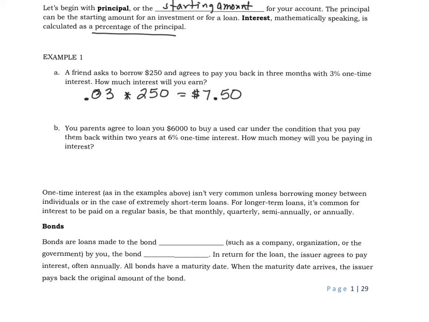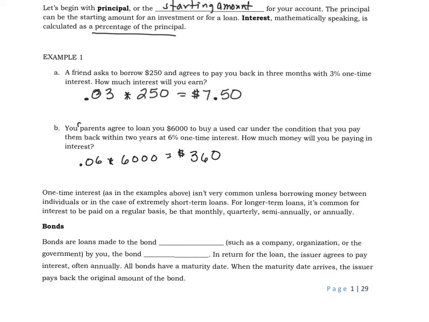Your parents agree to loan you $6,000 to buy a used car under the condition that you pay them back within 2 years at 6% one-time interest. How much money will you be paying in interest? Again, we're just looking for the fee that your parents are charging you to borrow their money, okay? So we need to find 6% of $6,000. So 6% of $6,000 gives us $360.